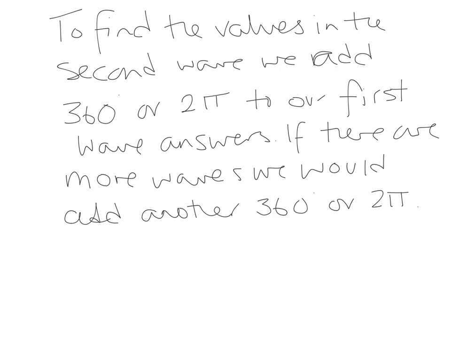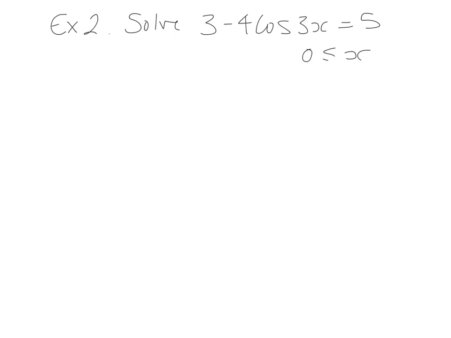Let's look at an example now with 3 waves to show you the work involved in that one. Example 2. Solve 3 minus 4 cos 3x equal to 5, and that's going to be between 0 and 2 pi. So we're in rad mode this time, so we would need to change our calculator.